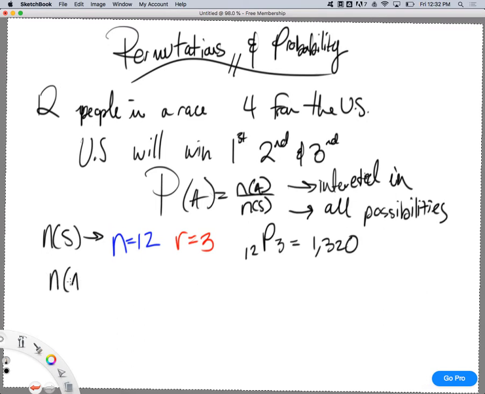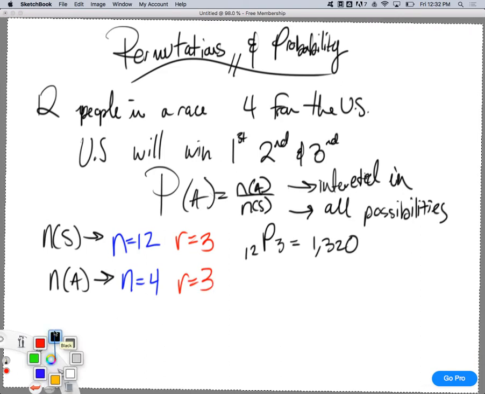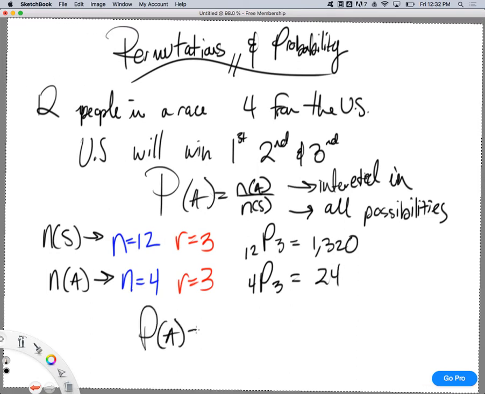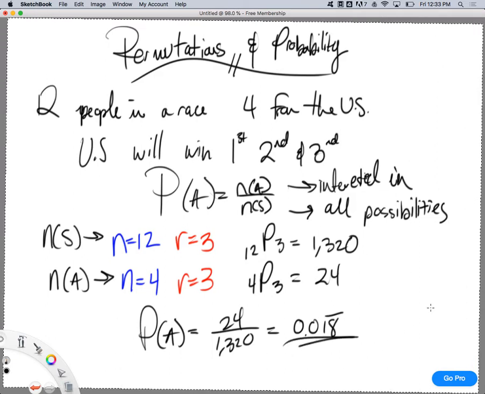Now, N(A) is what I'm interested in. Who am I interested in winning the race? The U.S. So what's n? 4. There's 4 of them. r is still 3 because I'm still interested in first, second, and third. So 4P3 equals 24. So P(A) equals 24 over 1,320, which is 0.018 repeating. Any questions on that?